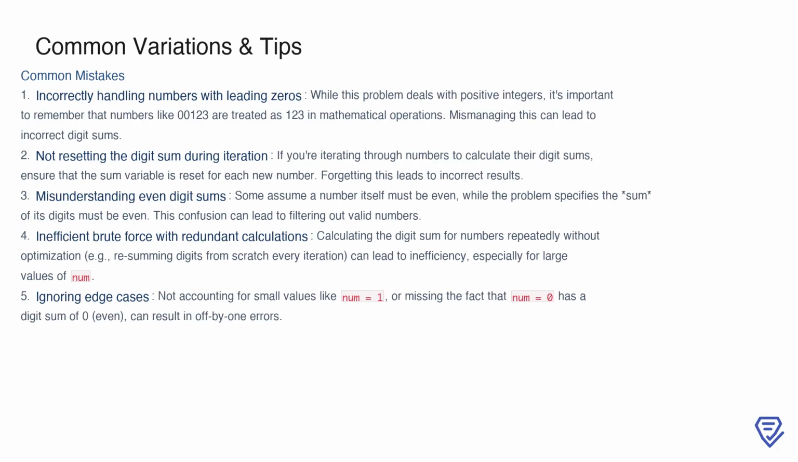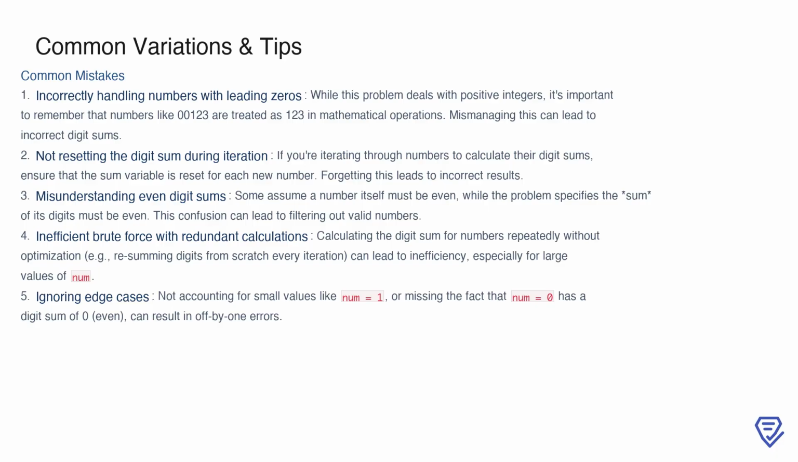When solving this problem, there are several common mistakes to watch out for. First, mishandling numbers with leading zeros can cause issues. While the problem only deals with positive integers, remember that a number like 00123 is mathematically equivalent to 123. Overlooking this can lead to incorrect digit sums. Next, you must reset the digit sum variable during iteration. If you're calculating the sum of digits for multiple numbers, forgetting to reset the sum for each new number will lead to cumulative errors.